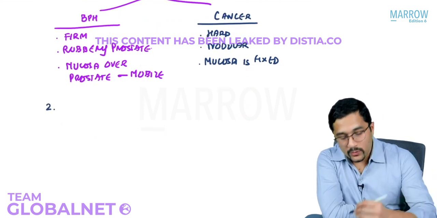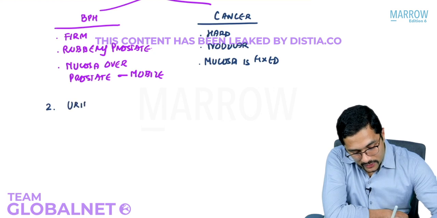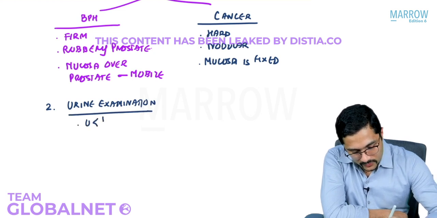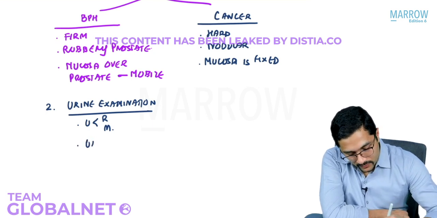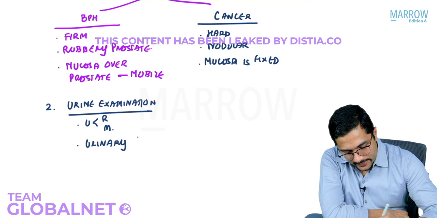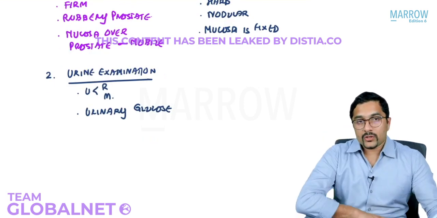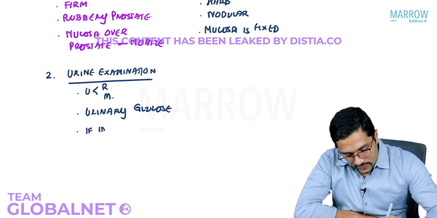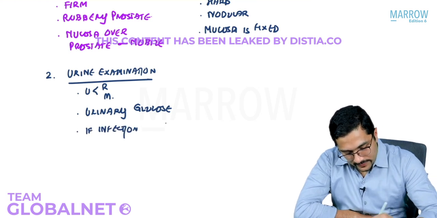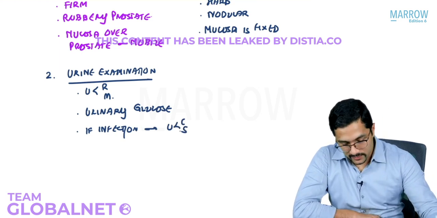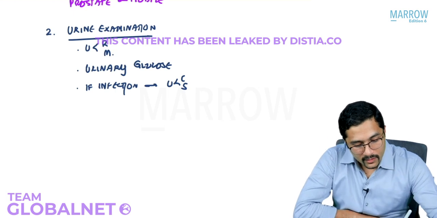The second thing which we do in these patients, we order urine examination. Now, urine examination for these patients, you would do a urine routine microscopy. Urinary glucose estimation should also be done. And if infection is suspected, then urine culture sensitivity should also be carried out in these patients.